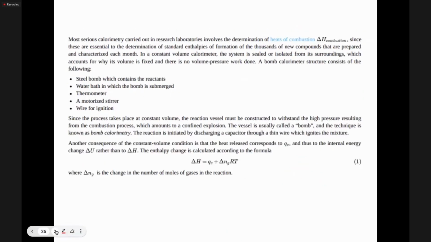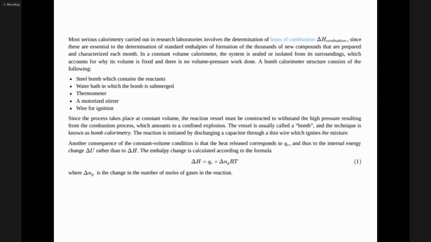So in this slide, I have constructed the bomb calorimeter that we discussed in the last class, and there will be some specific components of a bomb calorimeter. First of all, it will be a steel bomb which actually contains the reactants. Inside the bomb, the reaction will go on. There will be a water bath in which the bomb is submerged or immersed. There will be a thermometer to calculate the temperature change. There will be a motor stirrer to maintain the homogeneity of the reaction mixture or the water, and there will be wire for ignition, so the sample can be burnt in a complete oxygen atmosphere.